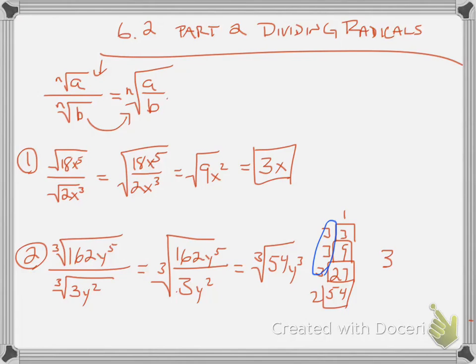But I also have this y here, and 3 goes into 3 once, so that's 1 y comes out. No y's are left on the inside. So then I'm left with the cube root of 2. So I get 3y times the cube root of 2. And that's my answer for that one.